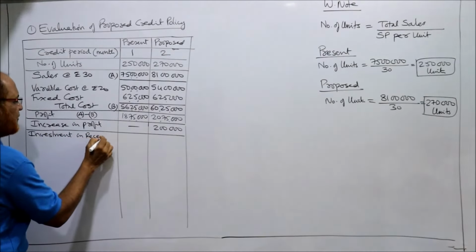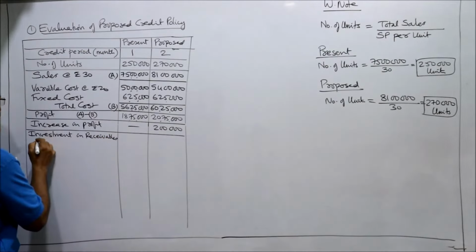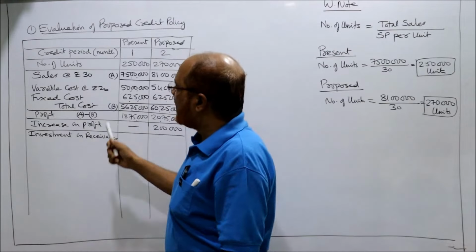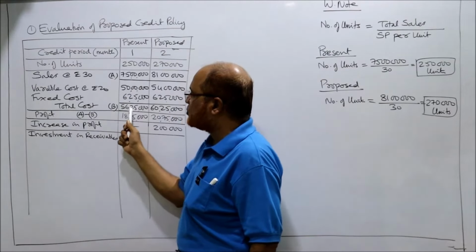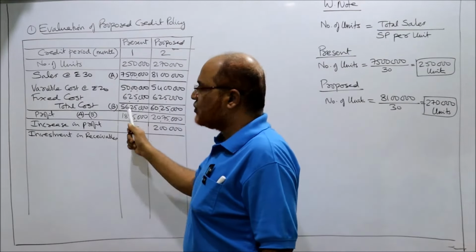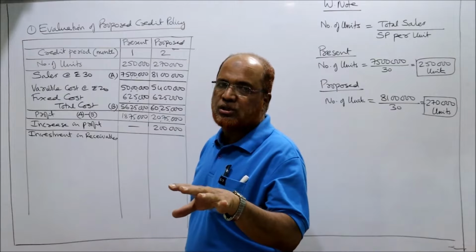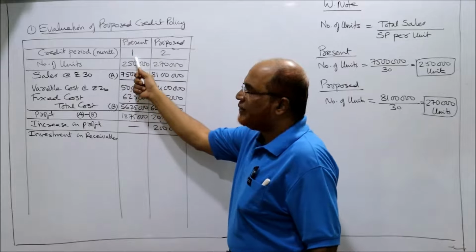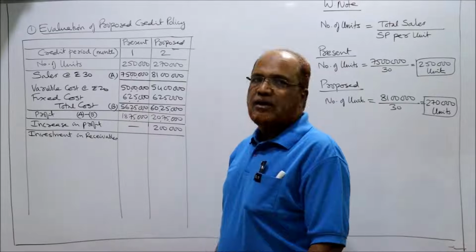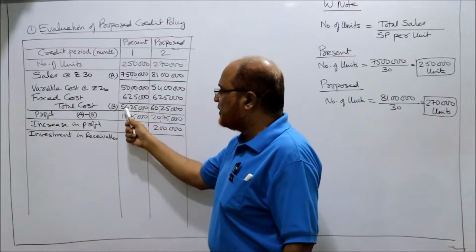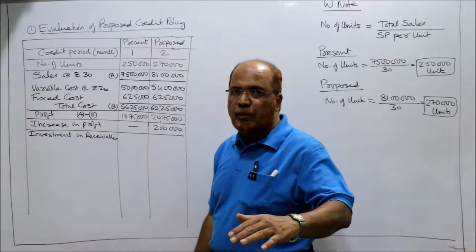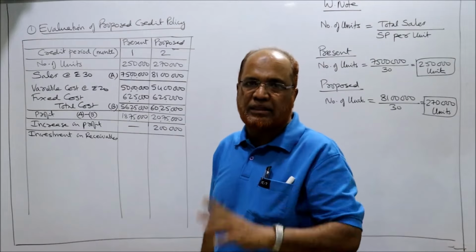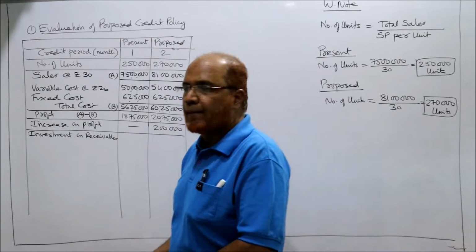Investment in receivables. Now see here, the total cost at present is 56,25,000. 56,25,000 is the total cost for the year, for 1 year. But how much period we are giving here? 1 month. एक साल का टोटल कॉस्ट 56,25,000 है, लेकिन हम जो पीरियड दे रहे हैं 1 महीने का पीरियड दे रहे हैं, तो वी नीड द टोटल कॉस्ट फॉर 1 मंथ.